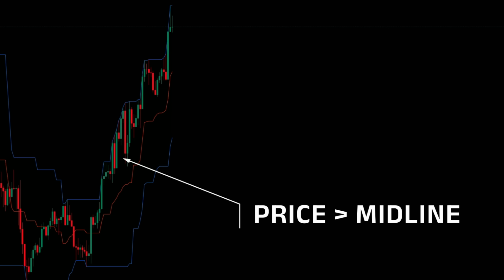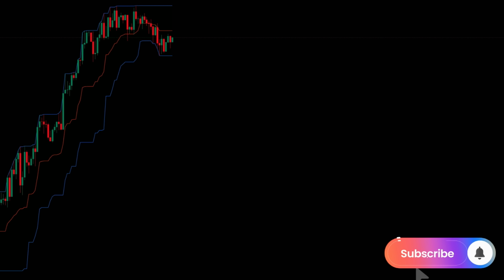Here's how it works. When the price is holding above this midline, buyers are in control. And if you're trying to sell here, you're literally stepping in front of traffic. This line isn't here to give you entries. It's here to stop you from making bad decisions.